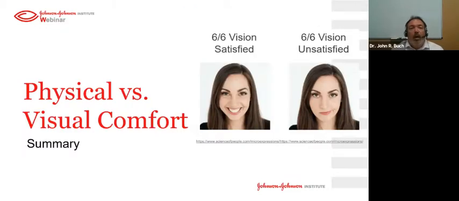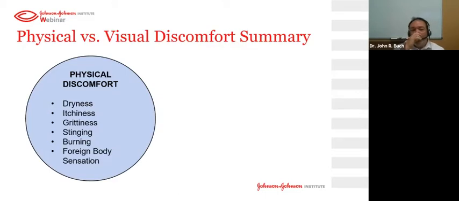Okay, so just to wrap things up, in summary, what exactly makes our 6/6 patient unsatisfied? Well, if you look at the physical discomfort symptoms, we have the dryness and the itchiness and those types of things. They're more tactile, more related to touch, in my opinion. And we know that we can mostly address these issues with proper lens materials and lens designs.